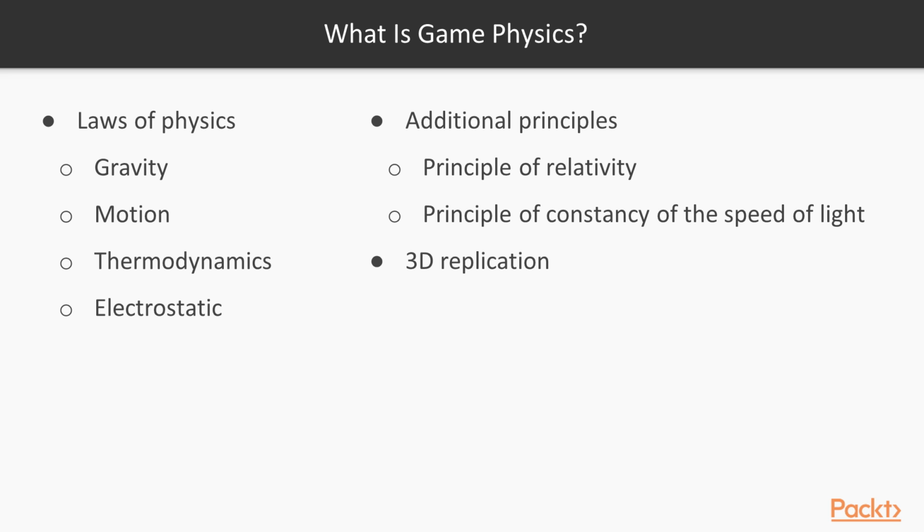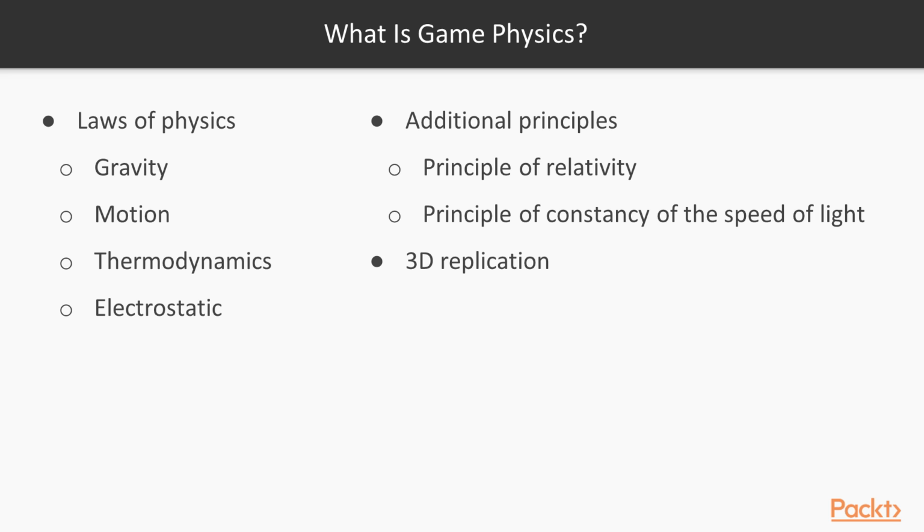Physics also includes thermodynamics laws and electrostatic laws. Two principles are also relevant to our discussion of game physics. The principle of relativity states that laws of physics are the same for all inertial reference frames. The principle of constancy of the speed of light states that light always propagates through a vacuum at a definite velocity, which is independent of the state of motion of the emitting body.